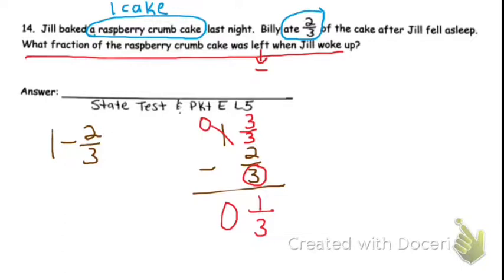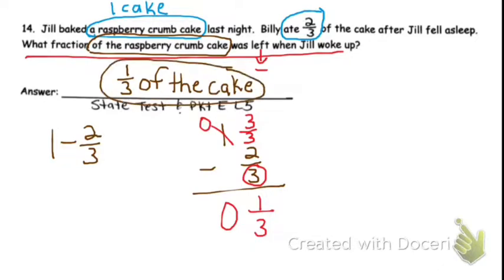For a fraction, if the whole number is 0, it's not necessary to write it. So I'm simply going to say 1/3. What's my unit? Of the raspberry crumb cake. So 1/3 of the cake was left when Jill woke up. And that's my final answer.